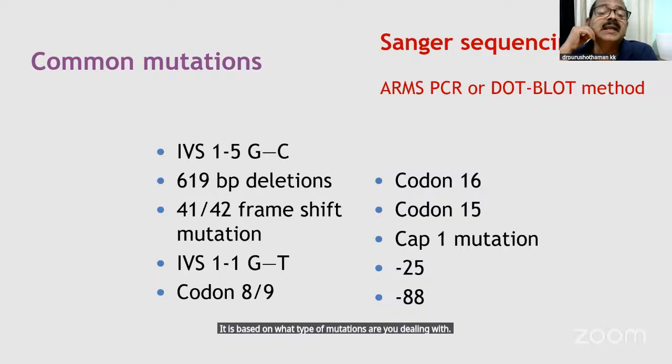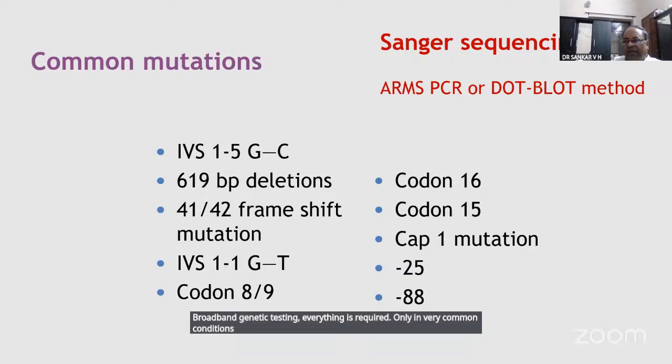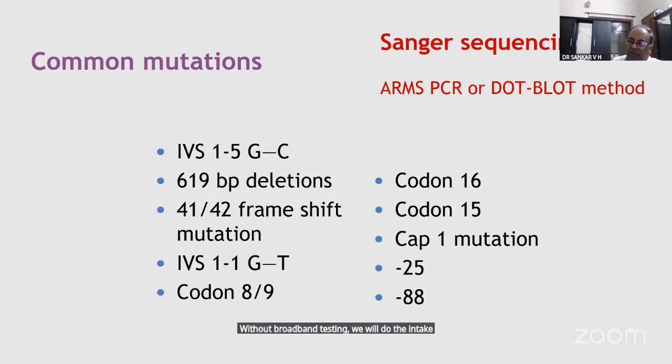Okay, sir. Ideally, the proband's severity needs to be considered before taking the decision. Perfect. And actually, sir, that's what I told: always the proband phenotype, proband genetic testing, everything is required. Only in very common conditions like thalassemia, SMA, etc., without proband testing, we will do the genetic testing in the parents.